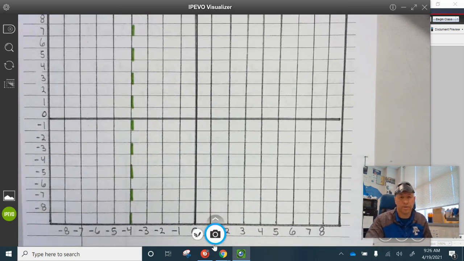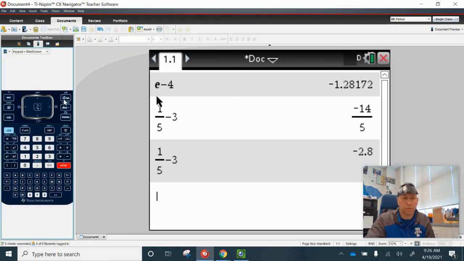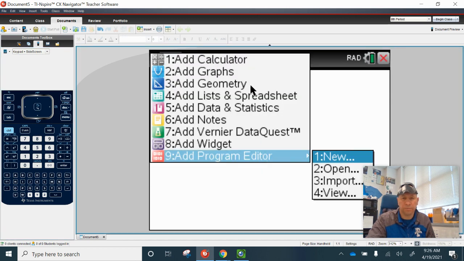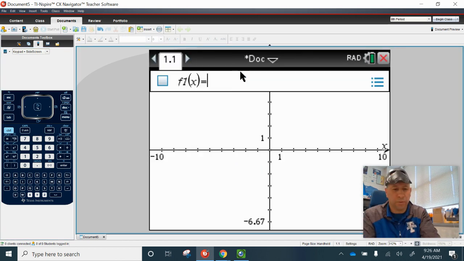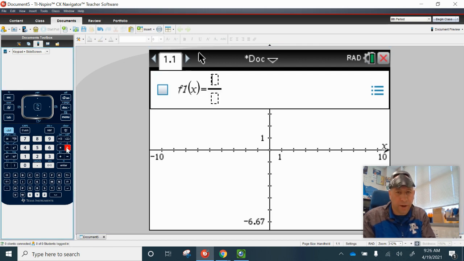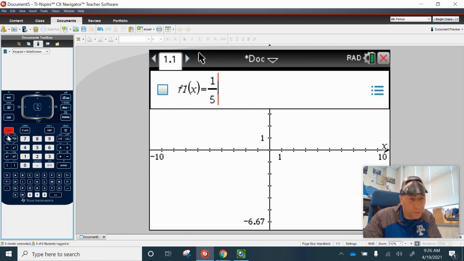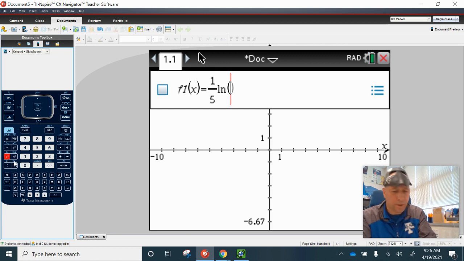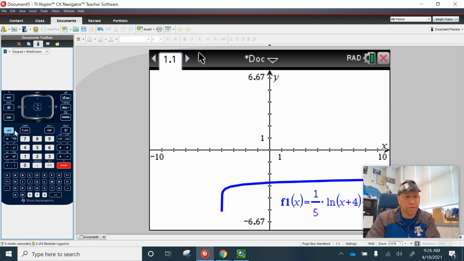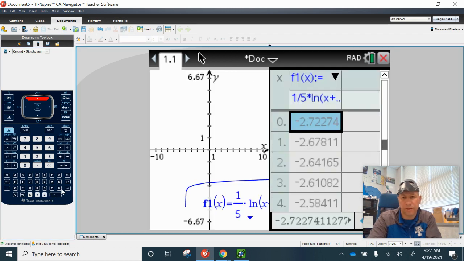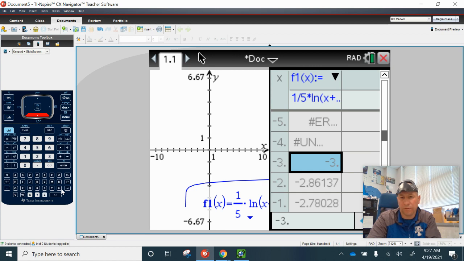All right, and so now we're going to go to On, New Document, No, Add Graph, and we're going to do Control Divide, 1 divided by 5, parentheses, natural log, which is right here, Control there, x plus 4 minus 3. We're going to press Control Enter, Control T, and let's look for points that we can use. So we know we have an asymptote there, negative 4.